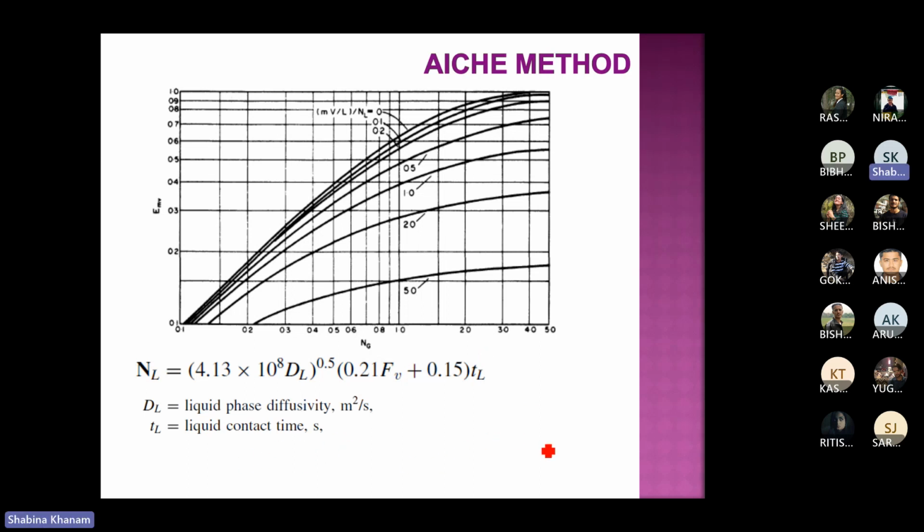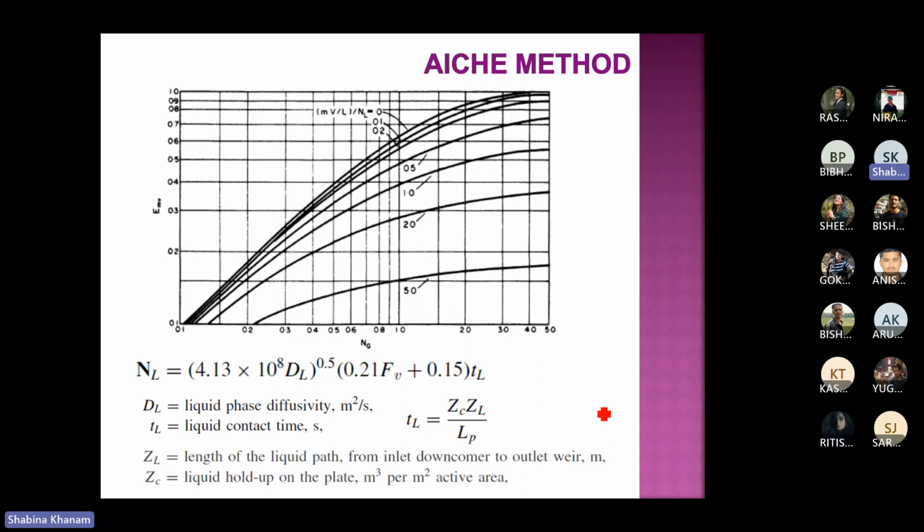liquid contact time over the plate, and that is given by ZC into ZL by LP. ZL is the length of the liquid path. LP we have already seen, volumetric flow of the liquid by average width. Sorry, this LP should be volumetric liquid flow rate by average width, right? And ZC is the liquid hold up.